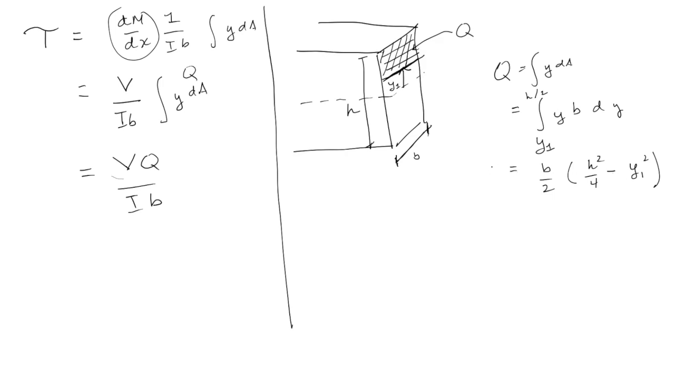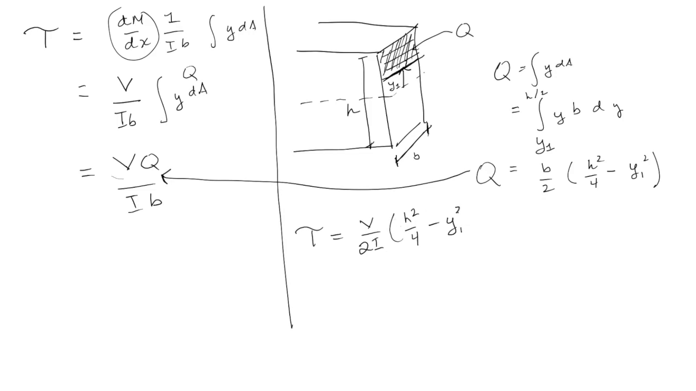So we can take this and plug it in here and simplify tau into a more specific equation for this particular cross-section, which is what we want. So tau then, if we do that, ends up being V over 2I times (h squared over 4 minus y1 squared).